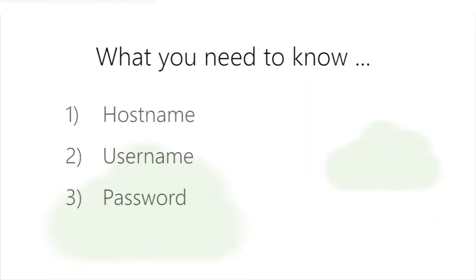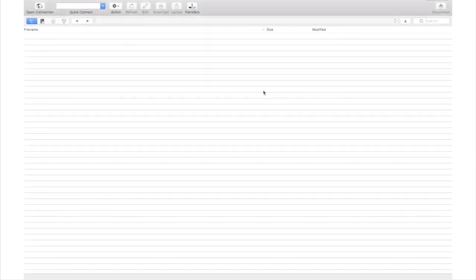Today's tutorial is going to cover how to connect, upload, and download to and from your server. Before we can begin, you're going to need three pieces of information: the host name, your username, and your password. Now we can begin. Start by clicking the Open Connection icon to open the site manager.